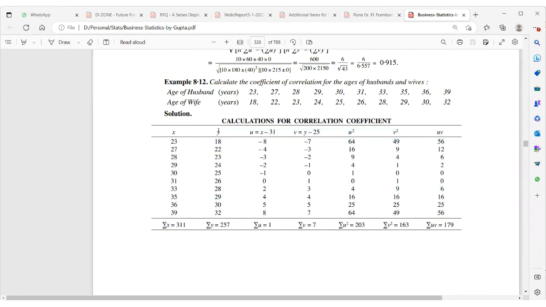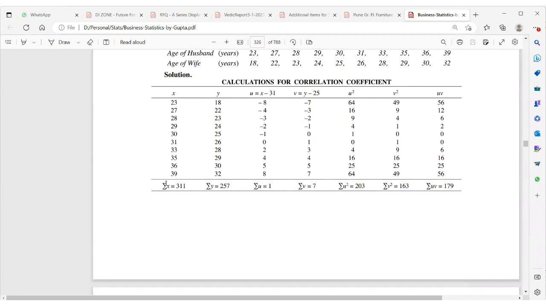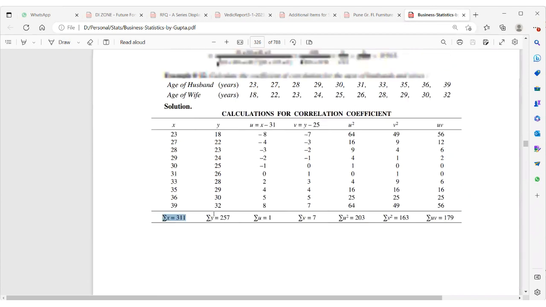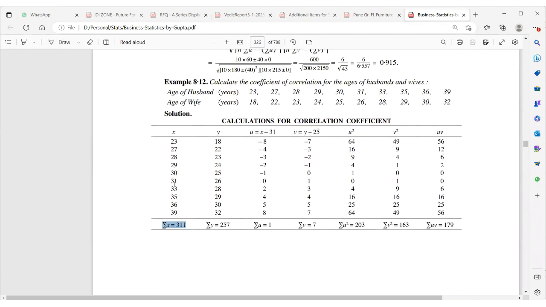X series, Y series, right? What he had done, he made a total. Total number is 1, 2, 3, 4, 5, 6, 7, 8, 9, 10. So the number is 10, right? X is given, Y is given, right? So for X bar, if divided by 10, it comes to 31.1. Similarly, for the Y, it comes to 25.7.